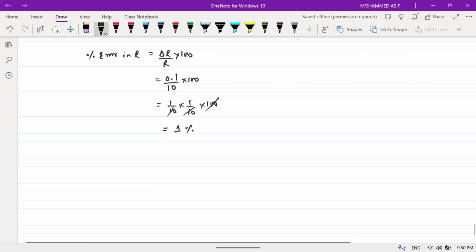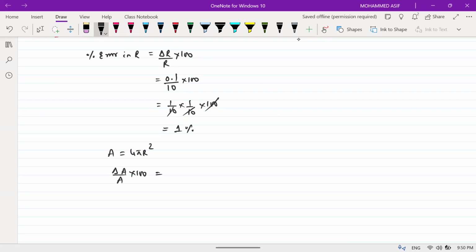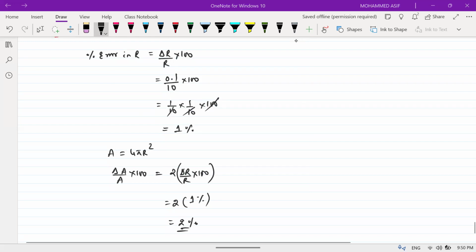Isn't it? Percentage error in area. Area is directly proportional to 4 pi into R square. So delta A by A into 100 is equal to 2 into delta R by R into 100. Delta R by R into 100, I already got it. It is 2 into 1%. So the answer will be 2%. Am I clear?